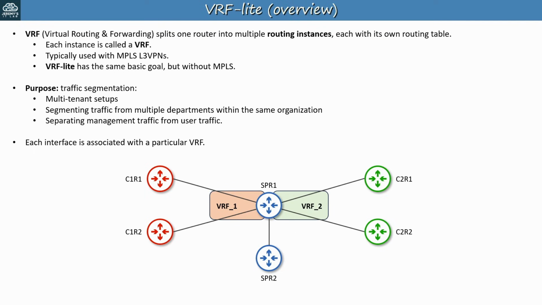VRF works by associating each interface with a particular VRF. So when a packet is received on the interface, the forwarding lookup is done using that VRF's routing table. Okay, next, let's take a look at how to configure VRF-lite on Cisco IOS XE routers.